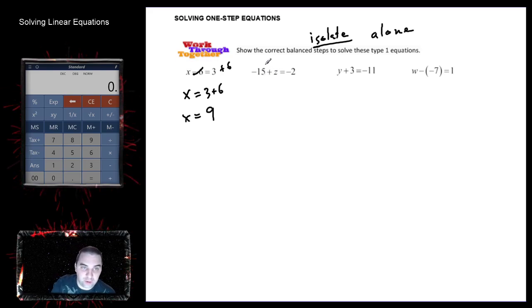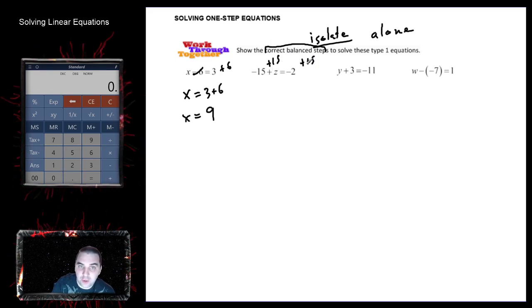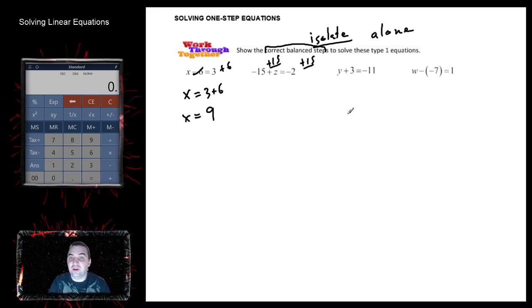All right, that was an easy one. Let's do another easy one. The opposite of minus 15 is adding 15 to both sides. Okay, and that's what I mean by correct balanced steps, because we are doing something that's balanced. We're adding 15 to both sides, which doesn't change it.